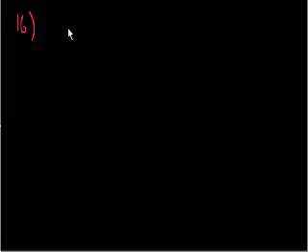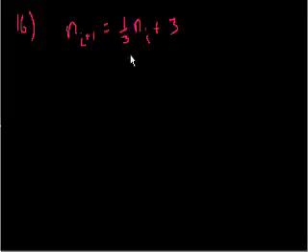So if I were to write that, n sub i plus 1 is equal to the preceding term times 1/3 plus 3. And all I'm saying is if I have a term, say the ith term is n sub i, I take 1/3 of it and add 3 to get the next term. That's all. This is just fancy notation for that.